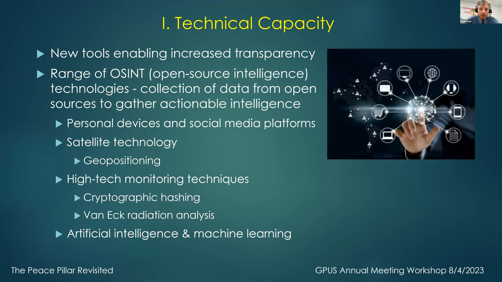But technical capacity is critically important. You can think about it like new technologies provide the practical tools to fashion a more peaceful world. A branch of emerging technologies that are particularly relevant for peace and particularly relevant for RPA, which is again demonopolizing state control of security relevant information, are lumped under what is commonly called OSINT, or open source intelligence technologies, which is the collection of data from open sources to gather actionable intelligence. I'm going to run through a list of just a few here: personal devices and social media platforms, satellite technology, which is a very important one, high-tech monitoring techniques, and artificial intelligence and machine learning. Next slide, please.